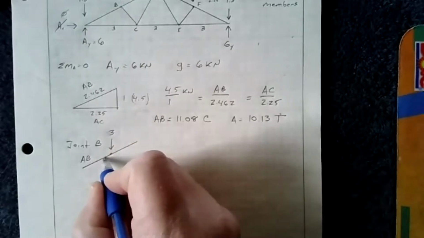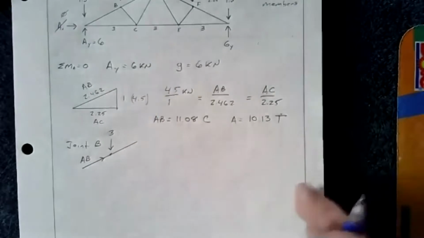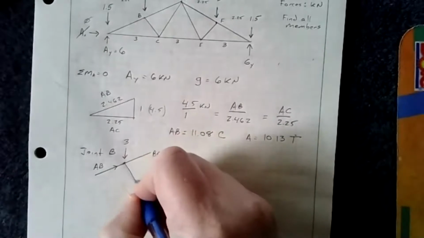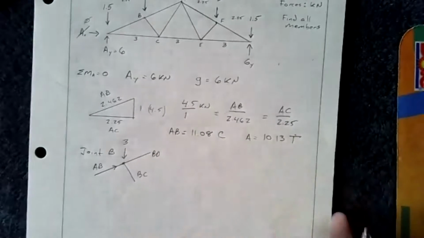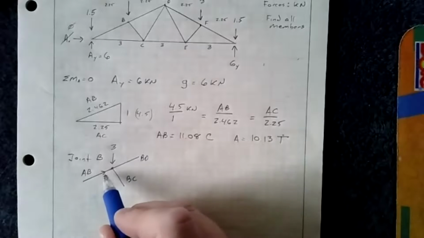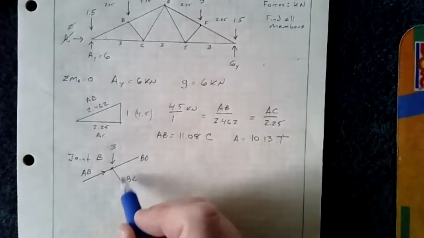Now I already determined it's in compression, so I'm going to draw it like that. This is BD here, and we have BC here. Okay. Now at this point, I know AB is in compression. I really don't know what these are.